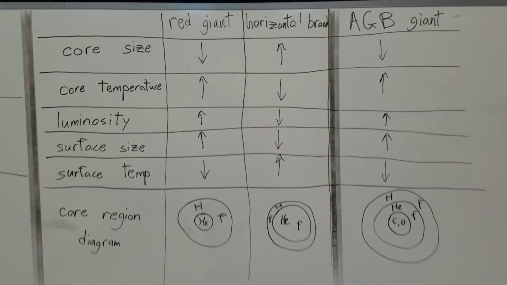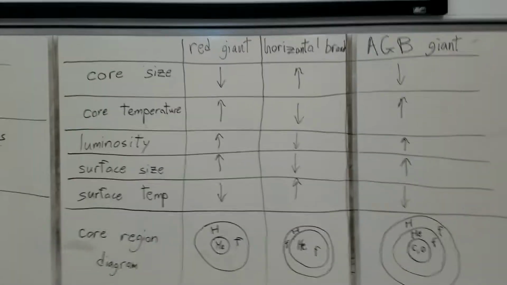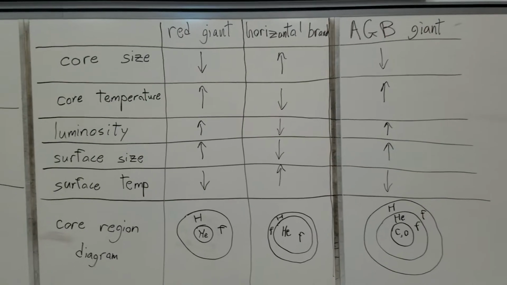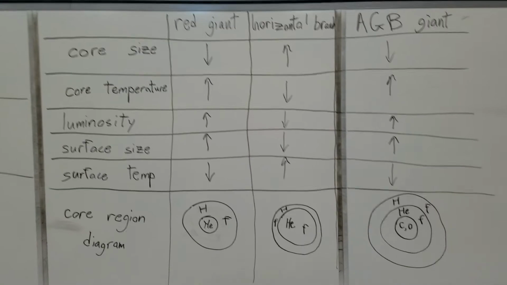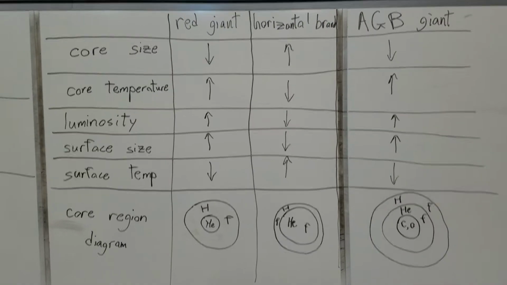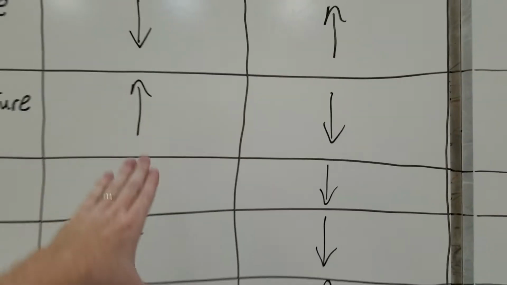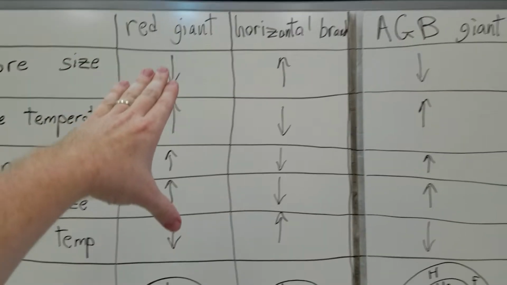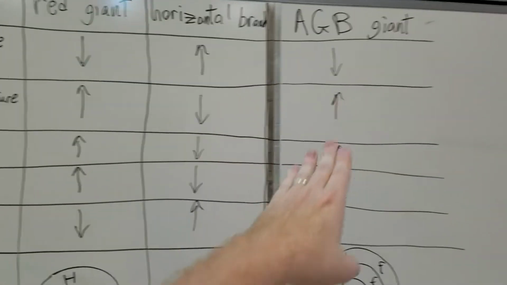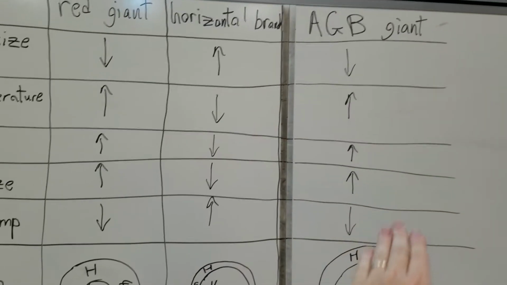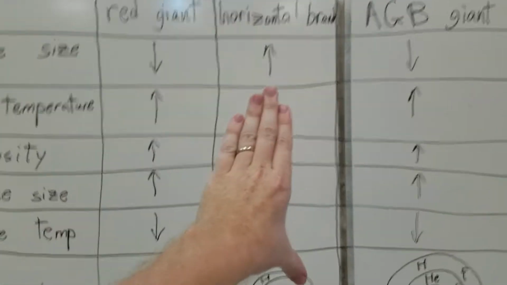And I want you to notice, you do have to know all of these arrows, but you really only have to remember one stage's arrows, and that's the red giant stage. Because if you look at the arrows from stage to stage, everything that happened here in the red giant stage flipped when we got to the horizontal branch stage. And then it flipped right back to the same direction when we got to the AGB Giant stage. So if you can remember this one, just remember it flips.